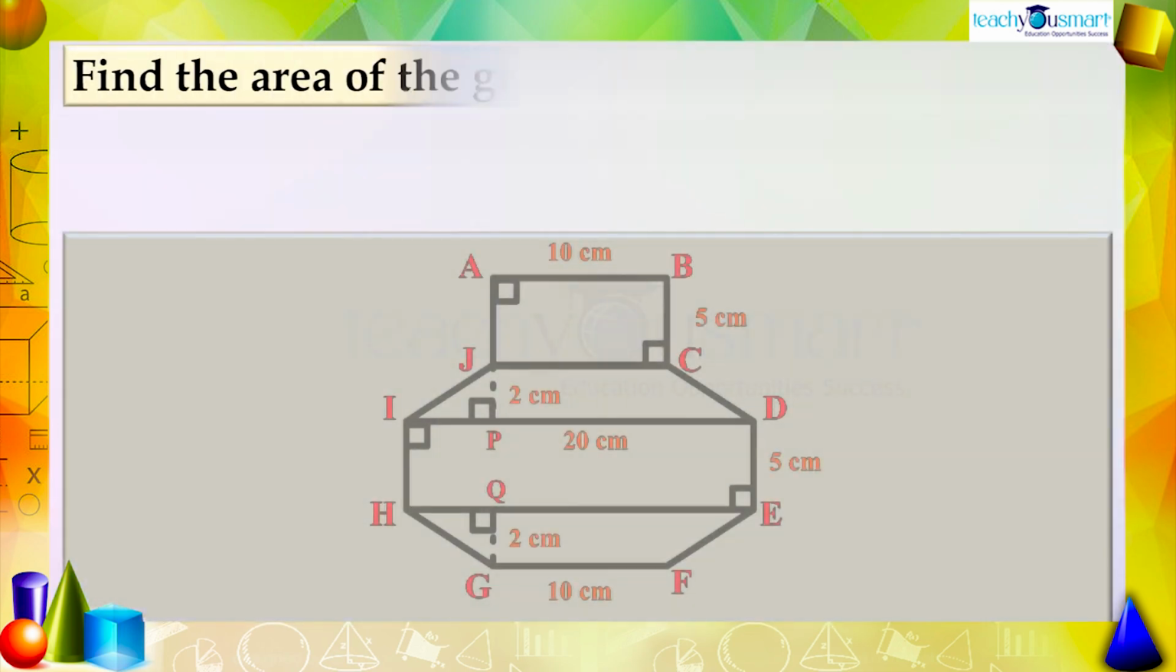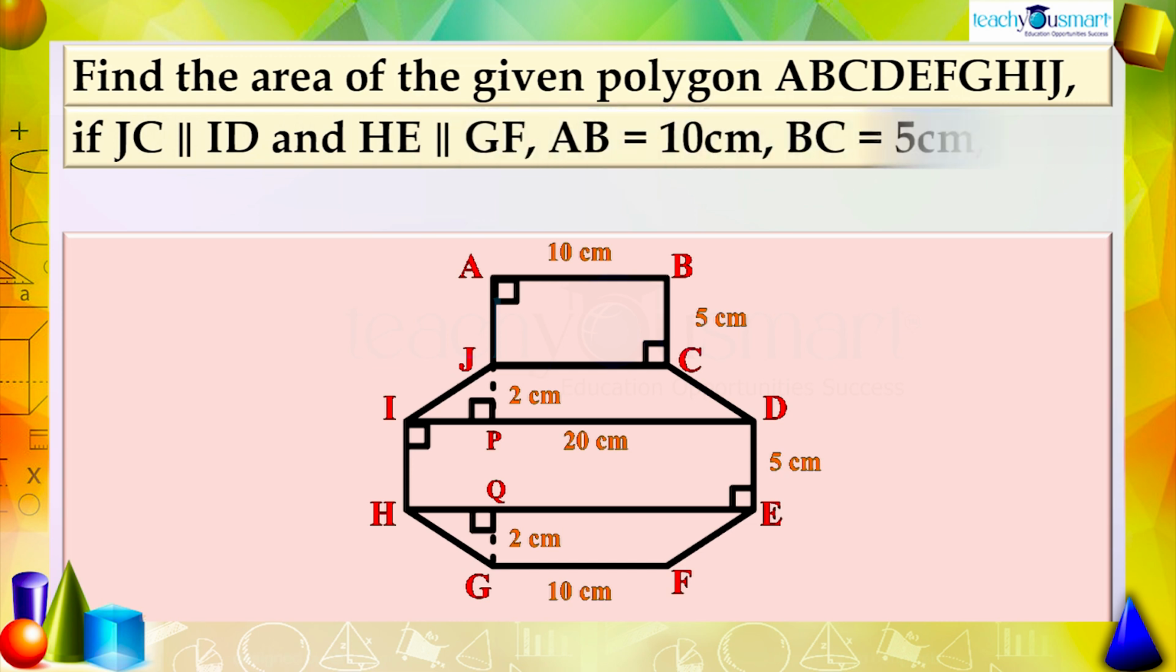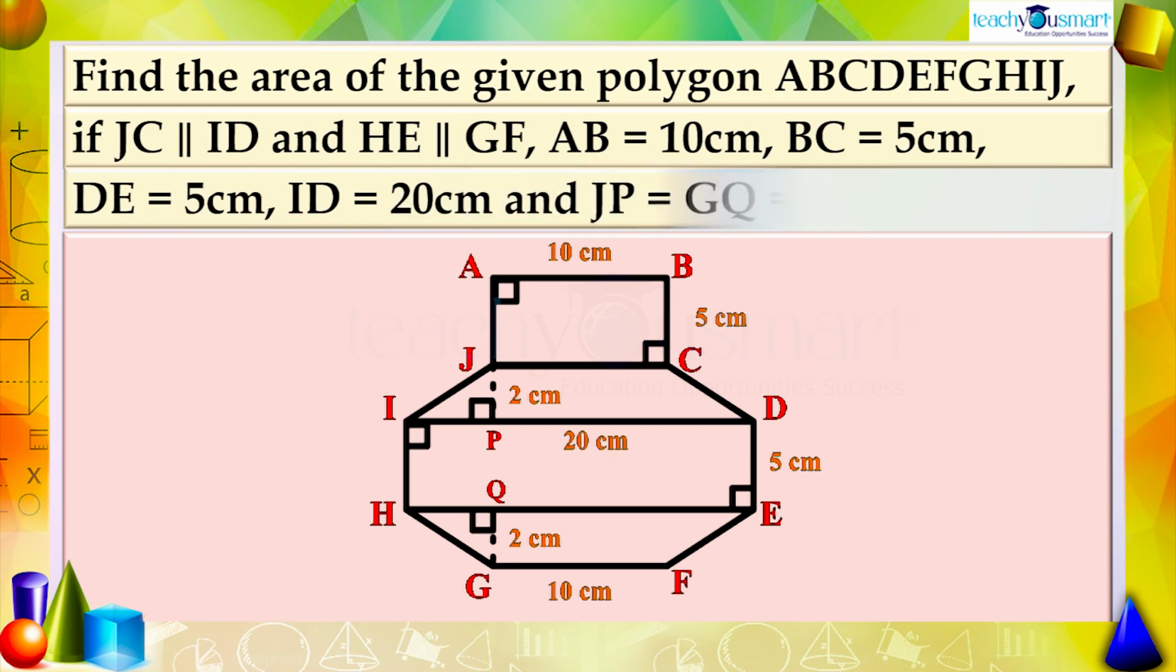Find the area of the given polygon ABCDEFGHIJ. If JC is parallel to ID and HE is parallel to GF, AB equals 10 centimeters, BC equals 5 centimeters, DE equals 5 centimeters, ID equals 20 centimeters, and JP equals GQ equals 2 centimeters.